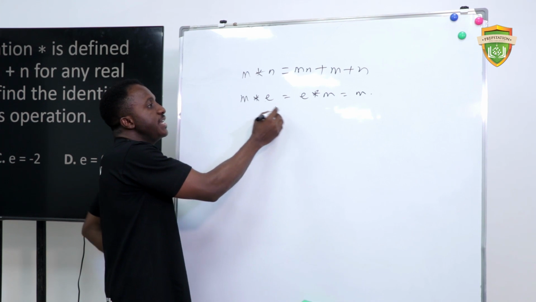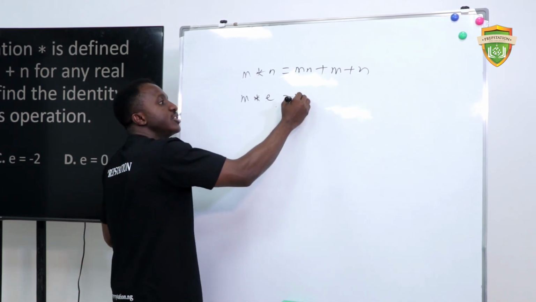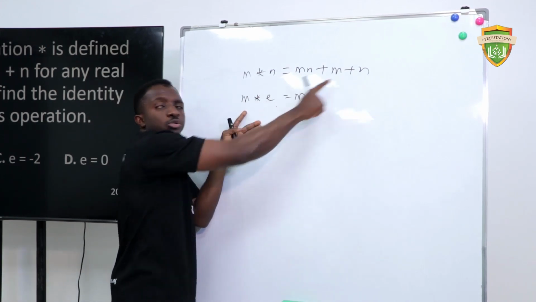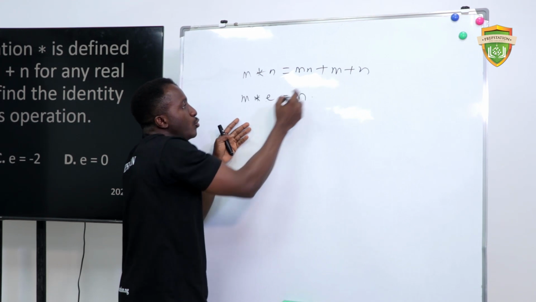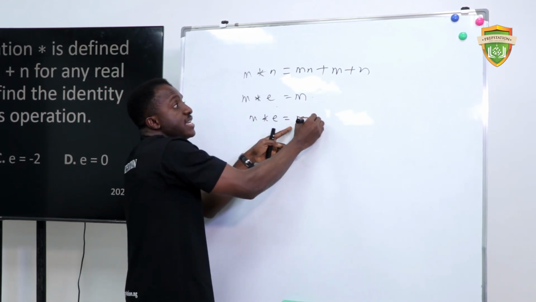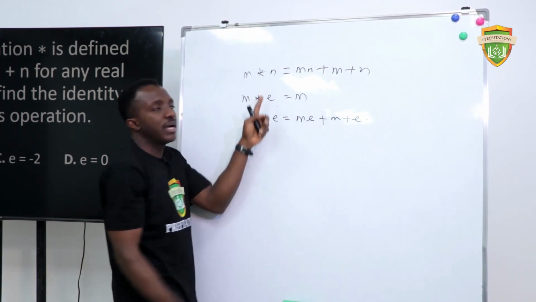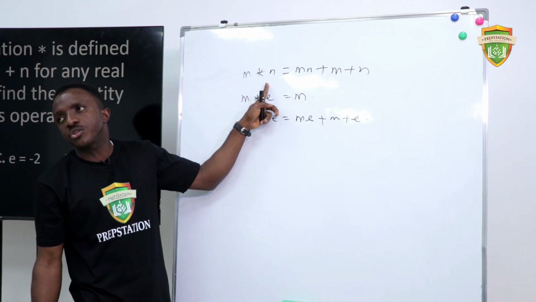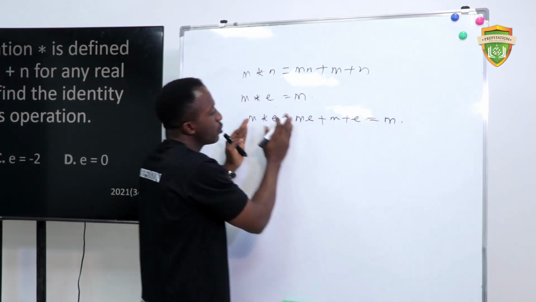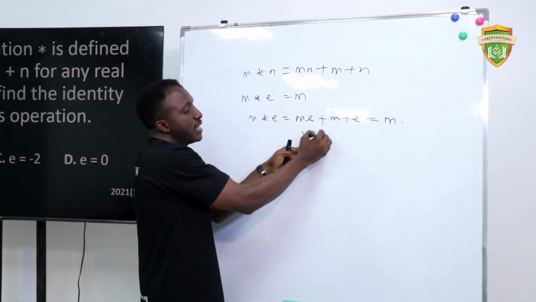So m star e, I'm going to clean up this part. Remember, the result is always m. Now we have to use this rule to deal with that. If we use this rule, m star e will be me plus m plus e. Notice that e has taken the place of n. I told you this will always result in m. So we can do away with this part of the equation. Now let's collect like terms.